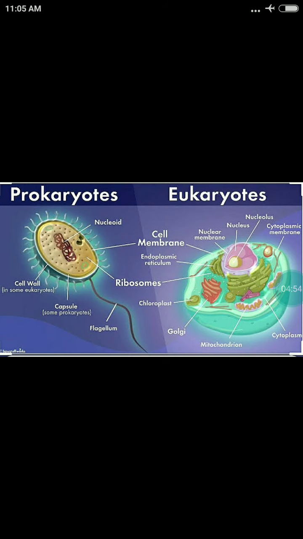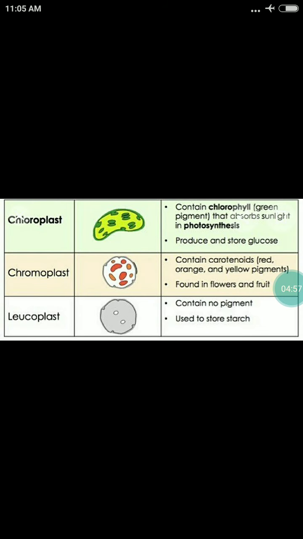Now, plastids. Plastids are the pigment-containing organelles scattered in the cytoplasm in plant cells. Plastids may be of three types: chloroplast, chromoplast, and leucoplasts. Chloroplast. The green colored plastids are called chloroplasts, which contain chlorophyll that absorbs sunlight during photosynthesis, usually found in all green parts of a plant.